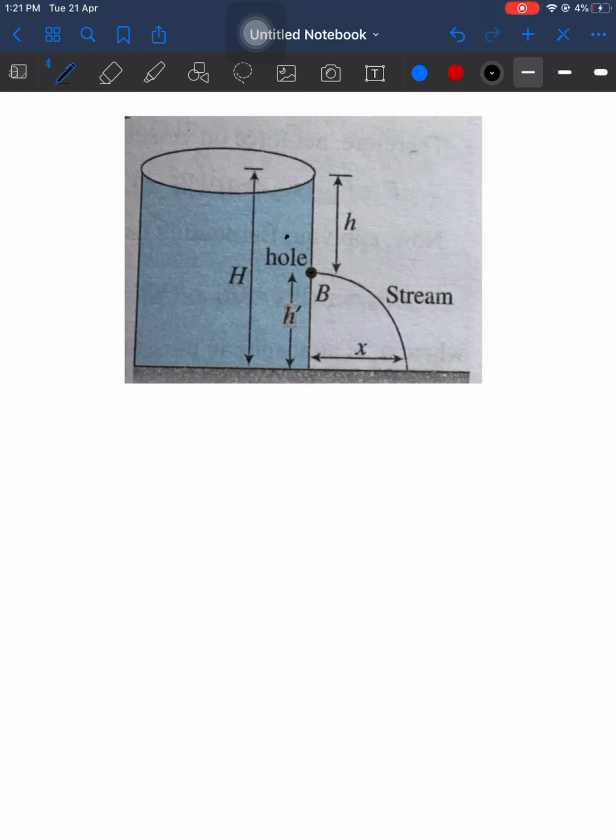Take a reference line. Position one is inside the container and position two is just outside the container. Let's consider the height of the liquid above the hole is h. I am writing the equation: P1 plus half rho v1 squared plus rho gh, both are at the same level so h need not be considered, is equal to P outside, P2, which is P atmosphere plus half rho v squared, where v is the velocity of the liquid coming out.